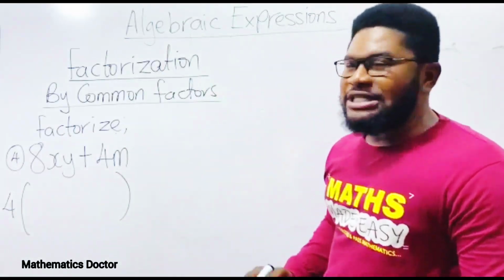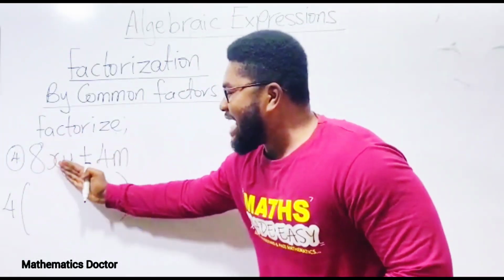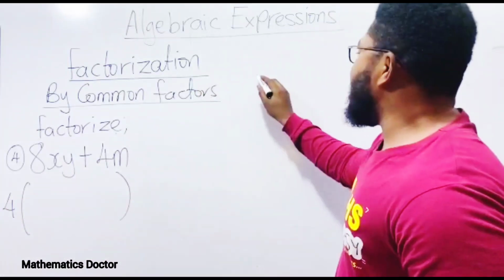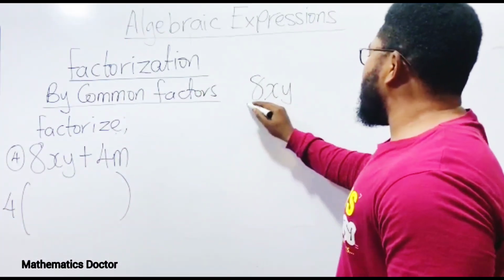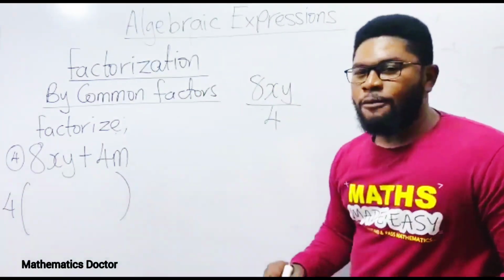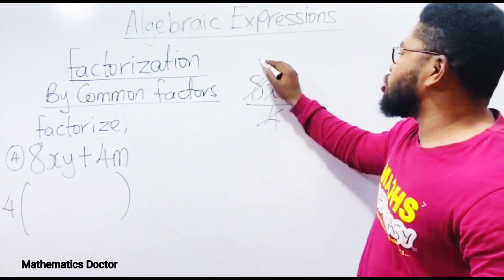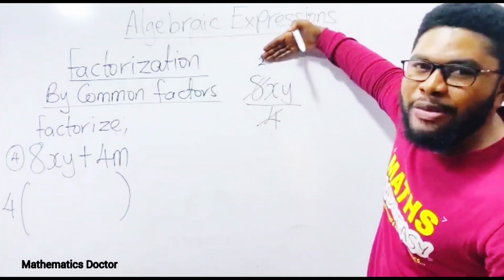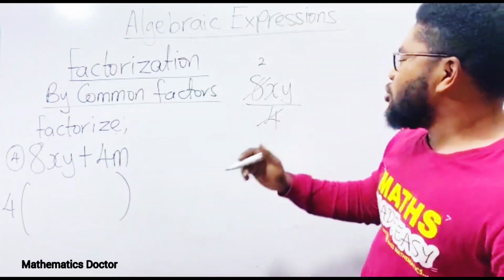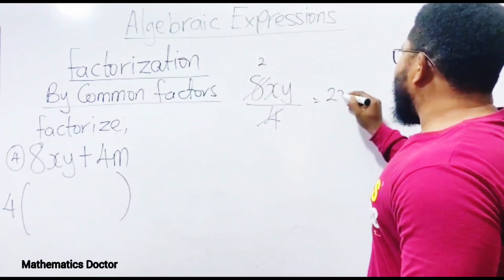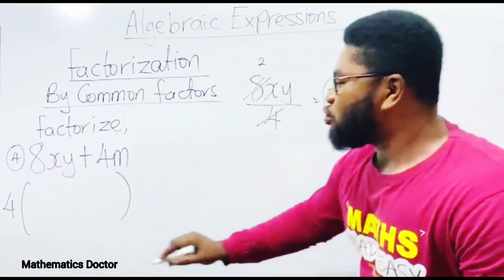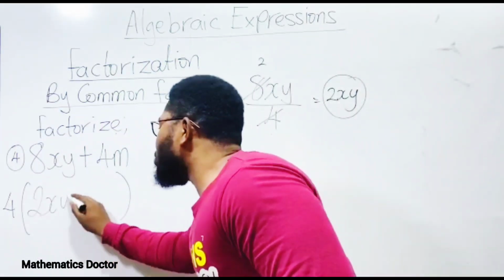Now we go through the same stage. The first term, which is 8xy, is divided by 4. So 8xy all over 4. Now 4 goes into 4 once, and then 4 goes into 8, which is 2. So the numerator will remain with 2xy. So we'll put 2xy here.